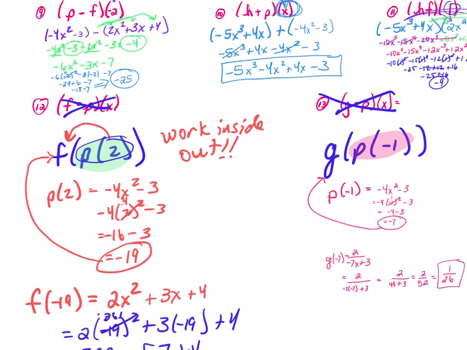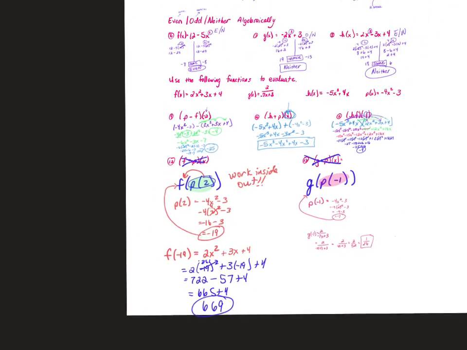But you guys need to be aware of what this question is asking. This is p as a function of f. That means take whatever number is closest, work from the inside out, plug that number into that function, get your answer, then plug that into the next one. You guys good?